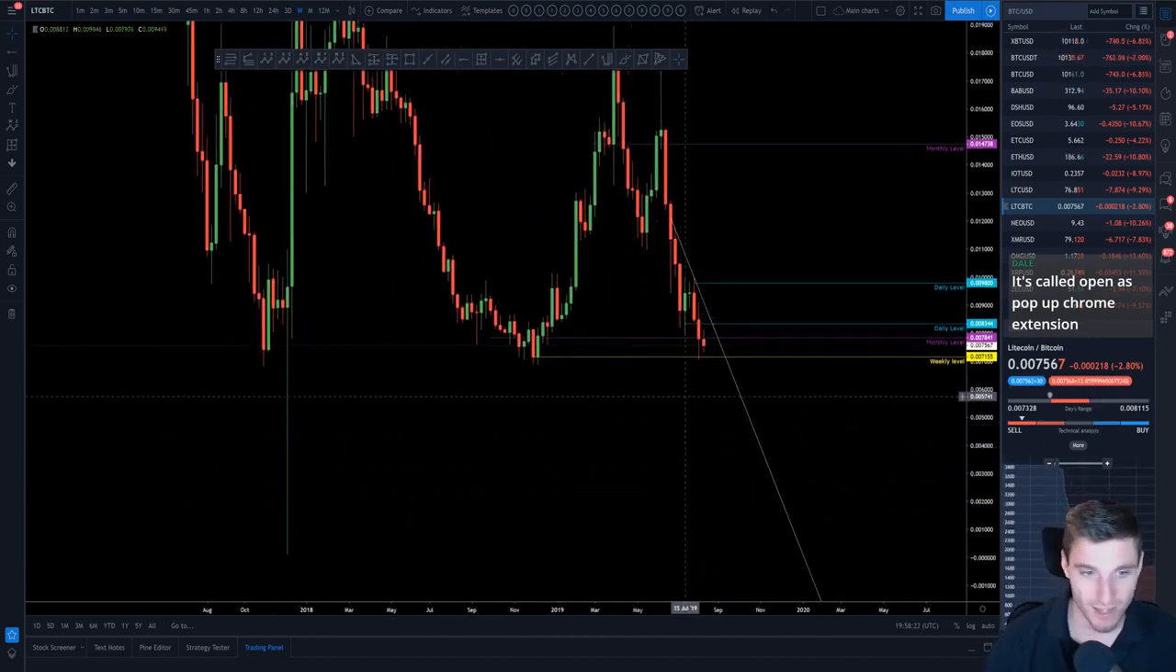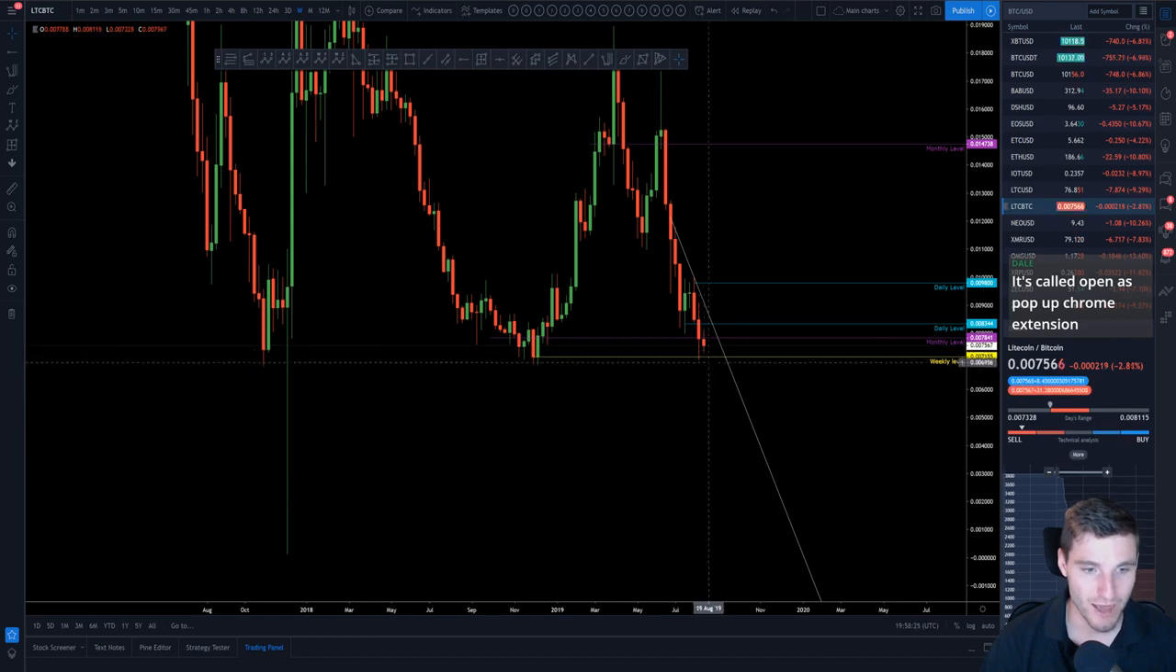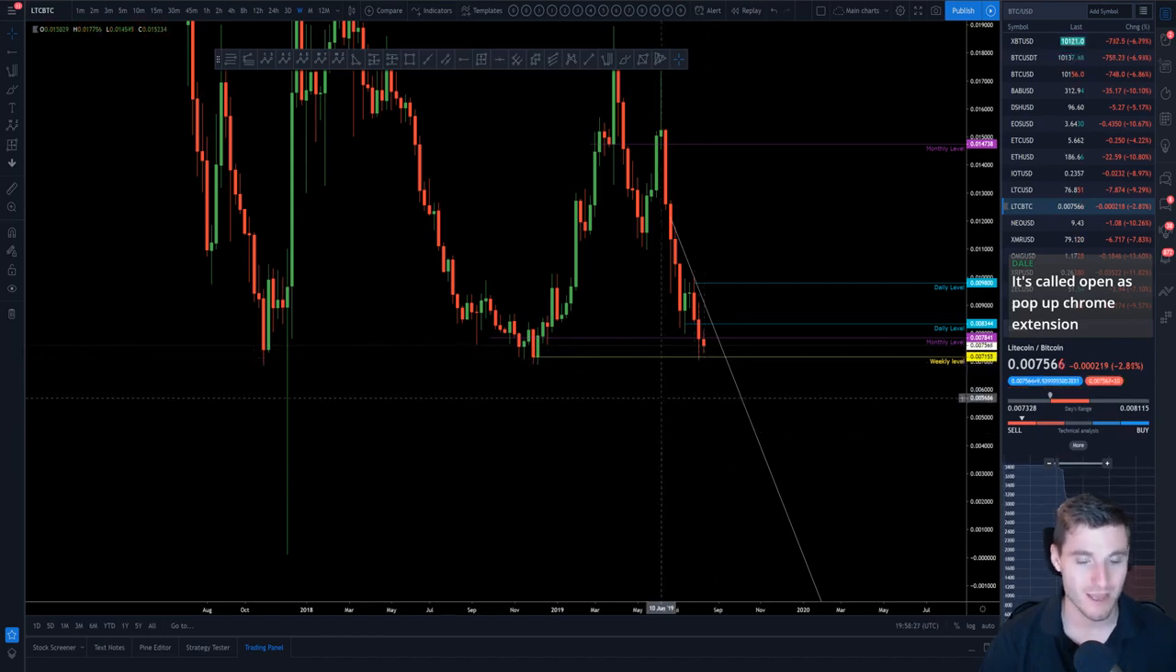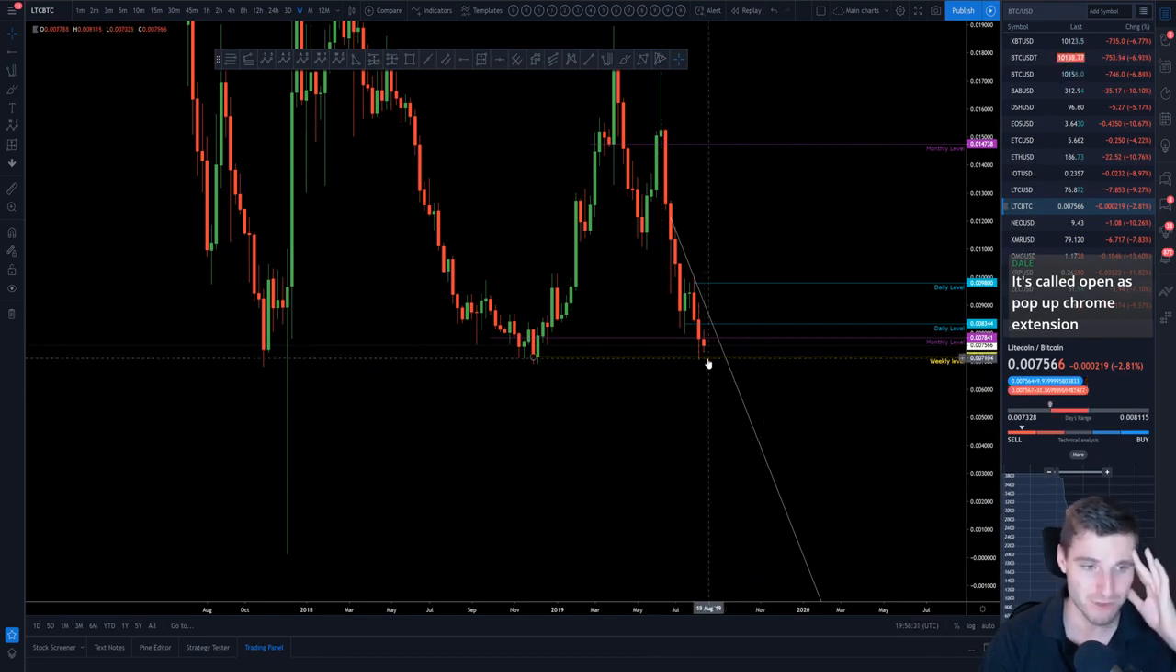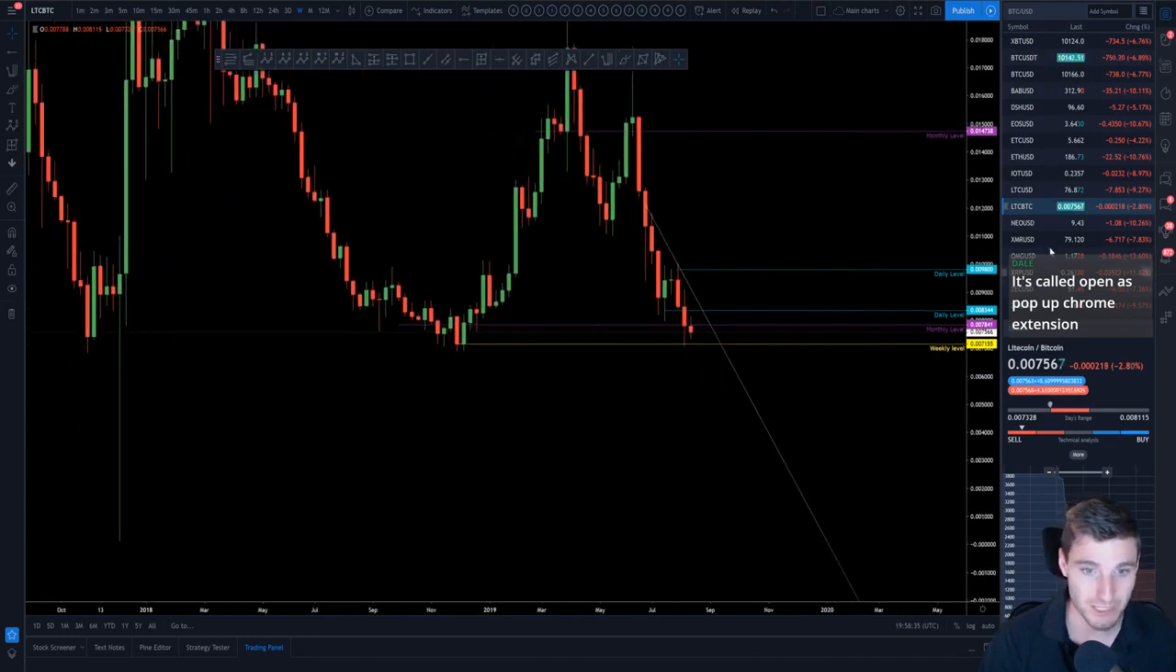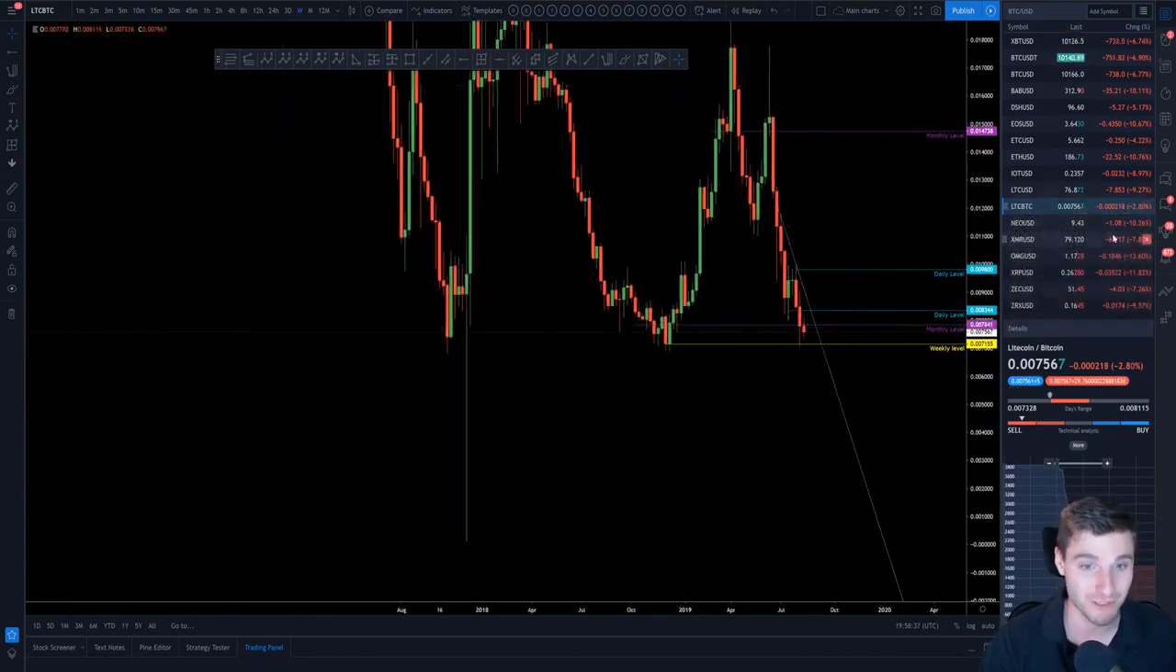So yeah, I would be very careful if we lose this weekly. That would be really bearish. I really believe it would be very bearish losing that weekly support. So that is a level I would say you must have marked out. So the BTC pair is definitely not looking good.